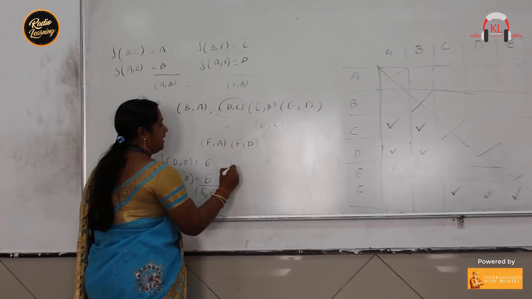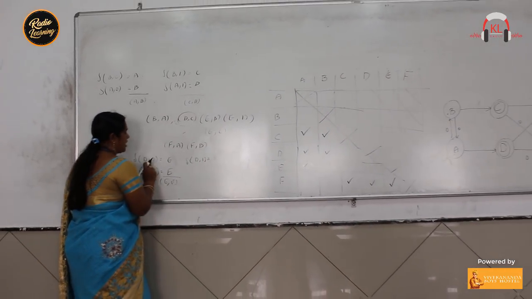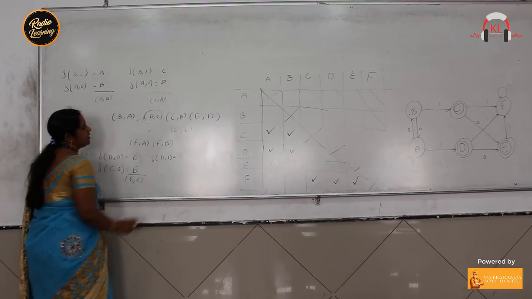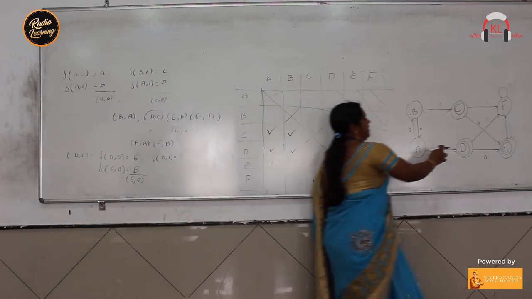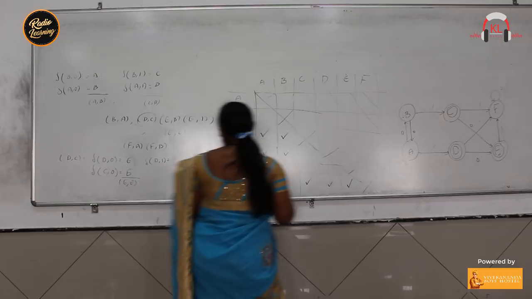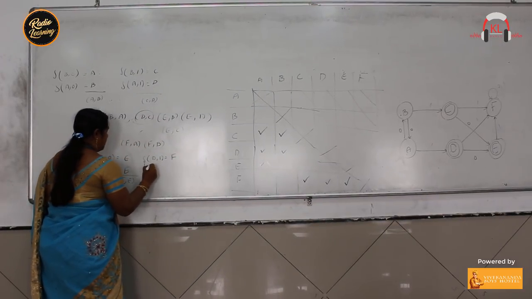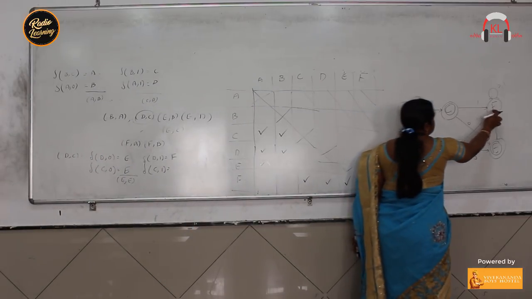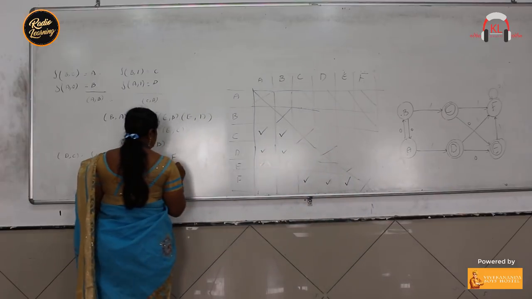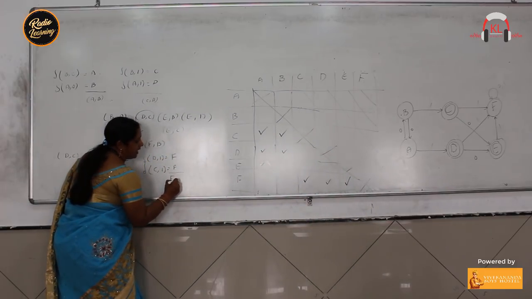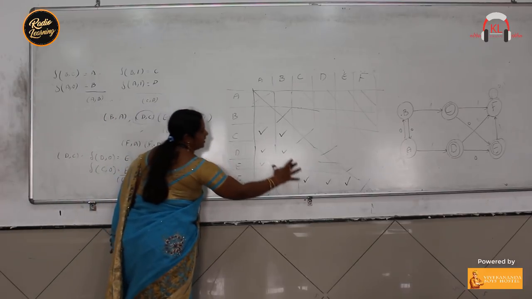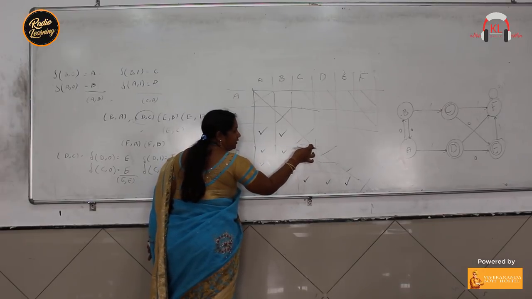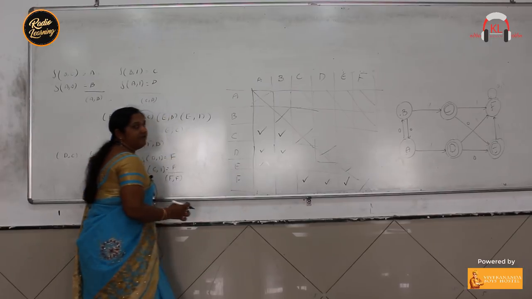Next I am going for delta D comma 1, because I already applied 0, now it is the turn to apply 1. So D comma 1. The state D after reading 1, where is it moving? It is moving to F. So I am writing here F. Next, delta C comma 1. The state C after reading 1, where is it going? It is moving to F. Again, I have a pair F comma F. Is there such a pair in my table? No, there is no such pair in my table. So I am leaving D comma C blank. That means I am not doing anything for this cell.